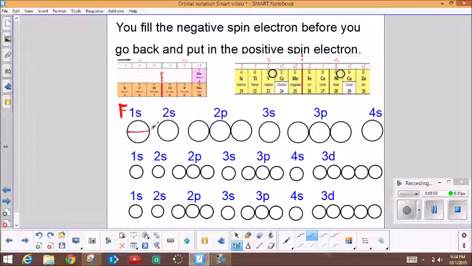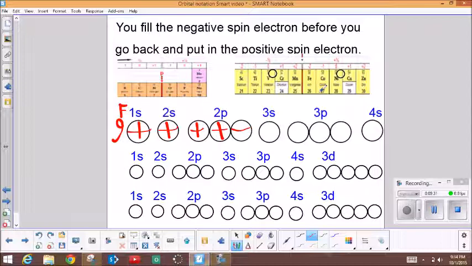So that's 1, 2, notice I put the negative electron in before putting the positive in. So 3, 4, 5, 6, 7, 8, 9. And you'll notice that I am one short of filling my P section. It's the P section of the periodic table. And fluorine has 9 electrons.